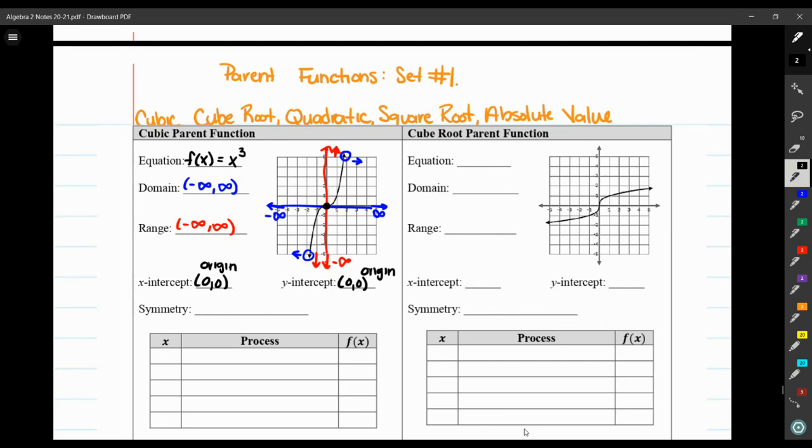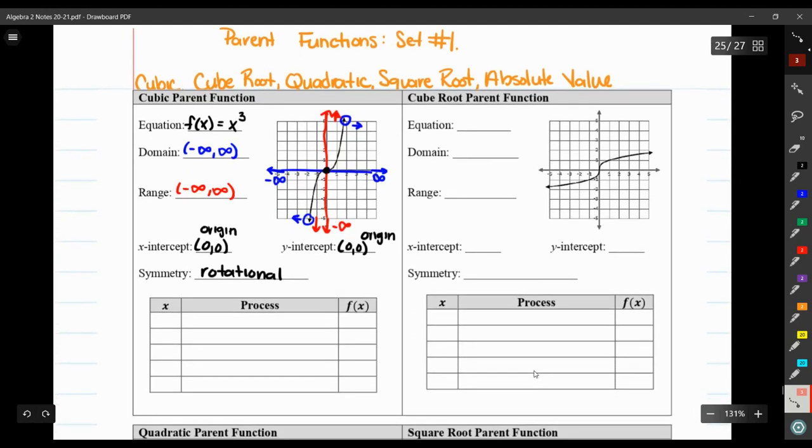Now, there is some symmetry with this function. We're used to being able to just draw a line down the middle and have it be the same on the left and the right. Well, for a cubic function, this actually has rotational symmetry. What that means is that I can take this piece here, and if I rotate it, I get this piece here. I can take this section of the graph, rotate it over, and I end up with this part. So this isn't symmetrical about any line, it has rotational symmetry. Those are some characteristics to memorize about the cubic function.